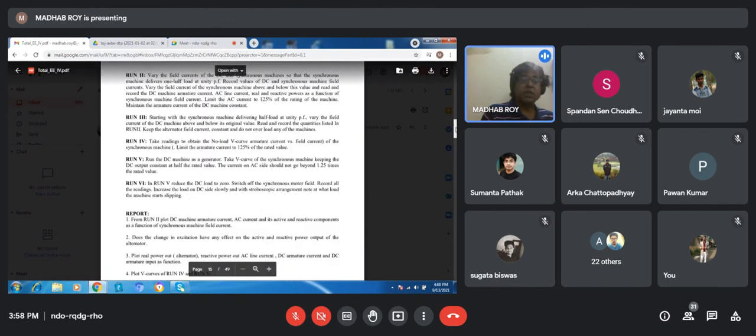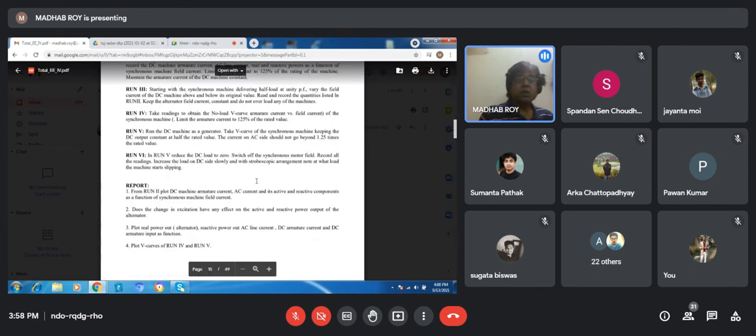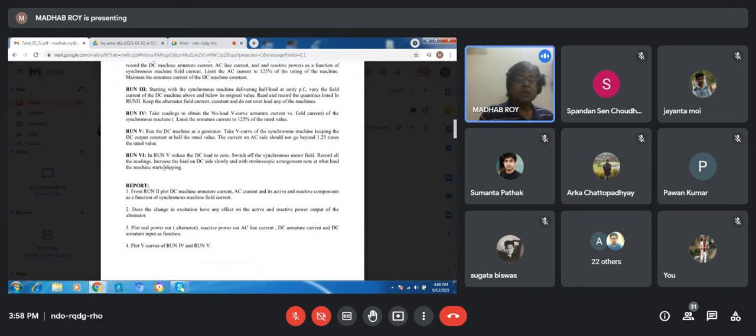So something is written here: at what load does the machine start slipping? This is called the machine starts slipping. This is called the slippage. So this is the final.